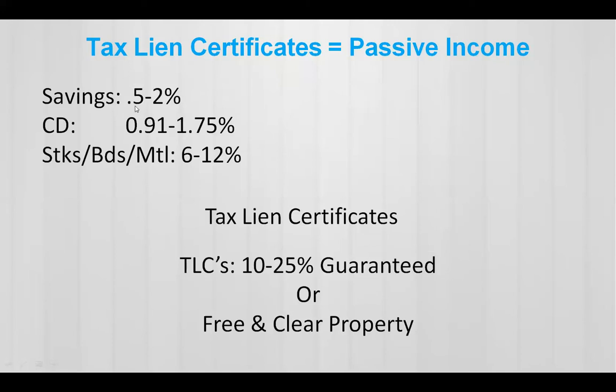Savings accounts right now are paying anywhere between 0.5 and 2% on your money. CD stands for certificate of deposit. I think it's really more of a certificate of disappointment at 1.75. We've got stocks, bonds, and mutual funds coming in right now between 6 and 12%, which still isn't bad, but again, it's volatile. Tax lien certificates, TLCs, 10 to 25% guaranteed, backed by or collateralized by real property, or you get a free and clear piece of property.